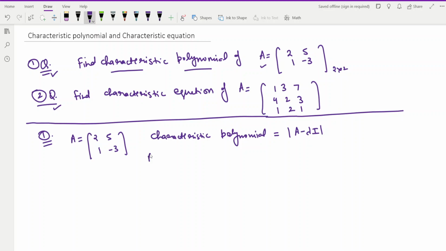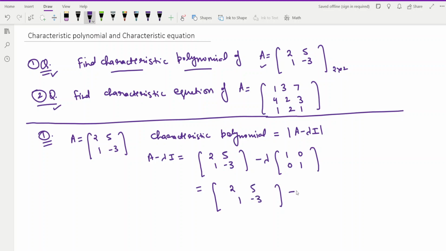So what is A minus lambda I? Firstly, I will get it. A is 2, 5, 1, minus 3. Minus lambda is as it is, and I is the identity matrix of order 2 by 2, so 1, 0, 0, and 1. Ultimately it is 2, 5, 1, minus 3, minus lambda 0, 0, and lambda. If I simplify it, it will be 2 minus lambda, 5, 1, and minus 3 minus lambda. So this is matrix A minus lambda I.